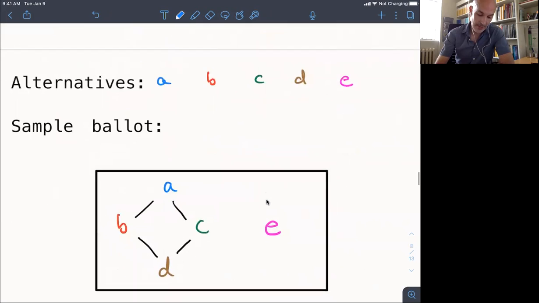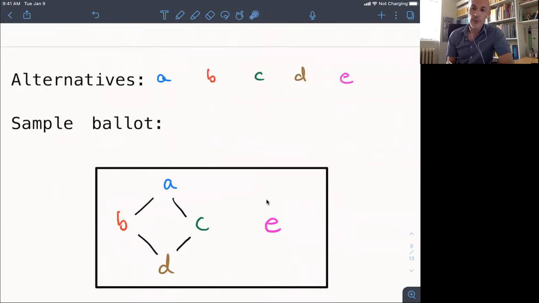So here's an example. Suppose we have 5 alternatives, A, B, C, D, and E, and I've color coded them like this in all the examples that come. And so this is what a sample ballot might look like. So let me tell you how I read this sample ballot. I prefer A to B, and I prefer B to D. I prefer A to C and C to D. I can't tell you anything about B and C. I have no preference between B and C, and I've never heard of E before. So I go to vote, and I literally have never heard of alternative E.